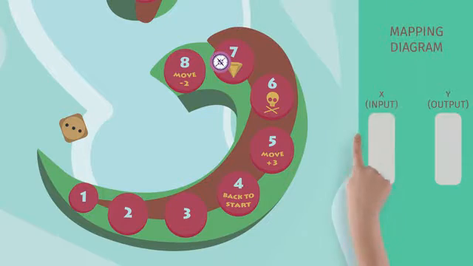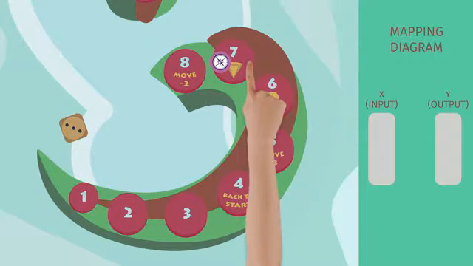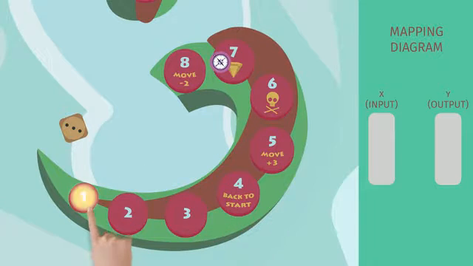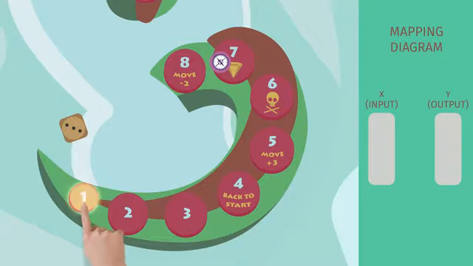We can use a mapping diagram to help us visualize the situation. We know Amelia ended up on space 7 and that she moved forward. If Amelia started at the first space and rolled a 3, she would have ended up at space 4. But space 4 sends a player back to the start, so she would still be at the first space. We can show this relation by drawing an arrow that starts at our input 1 and ends at our output 1. So Amelia didn't start at the first space.